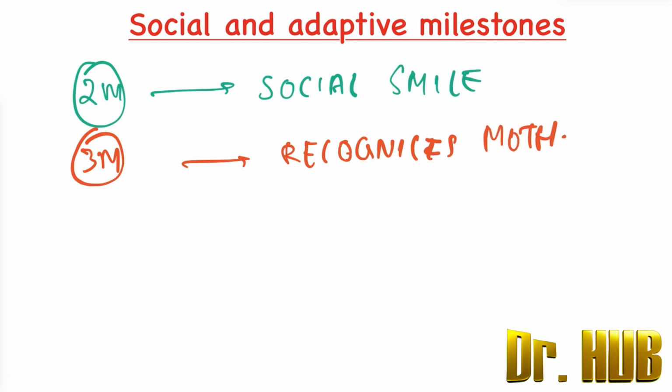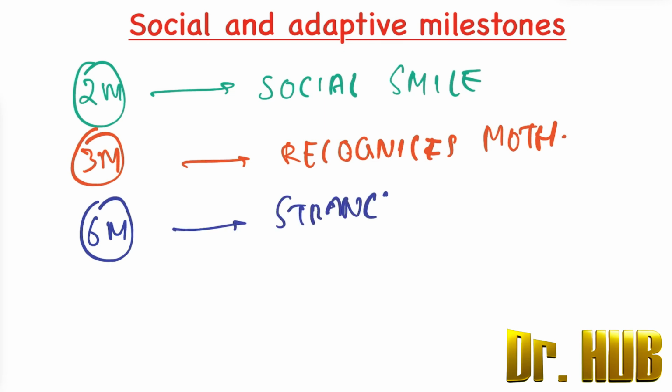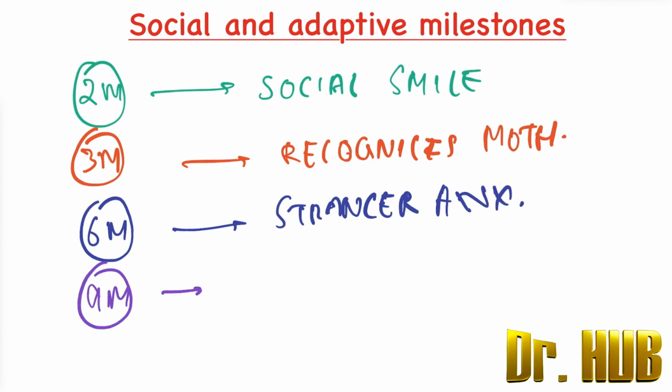Then when we move on to 6 months, 6 months is where stranger anxiety develops. Now at 9 months, the child is able to wave bye-bye. So the child is able to wave bye.